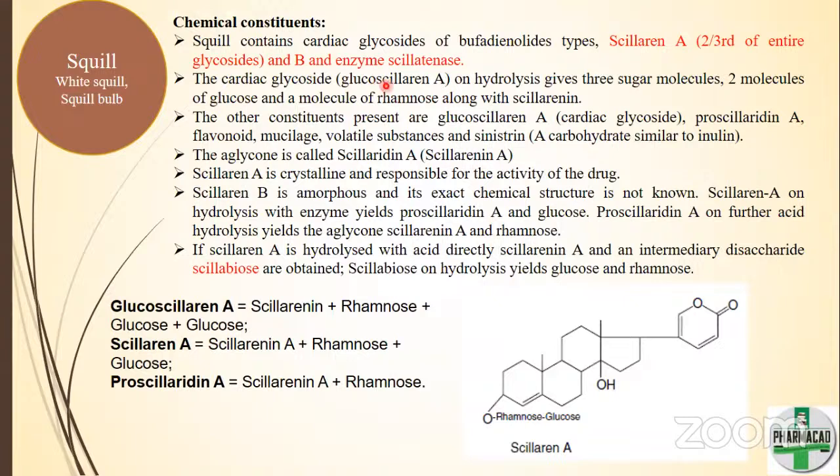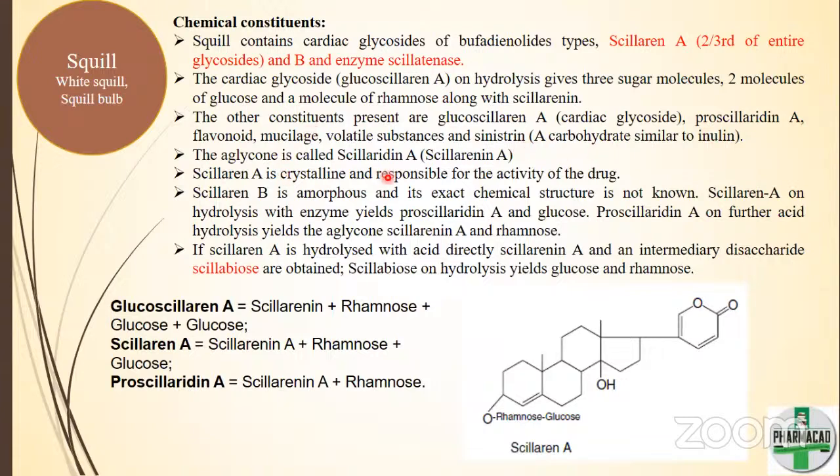Now squill also consists of cardiac glycosides of bufadienolide type like scillaren A, which is 2/3 of the entire glycoside, and B, and the enzyme scillase. The cardiac glycoside glucoscillaren A, on hydrolysis will give 3 sugar molecules, out of which 2 molecules are of glucose and 1 molecule is of rhamnose, along with scillaren. Other constituents present are proscillaridin A, flavonoid, mucilage, volatile substances, and sinistrin, which is a carbohydrate similar to inulin.